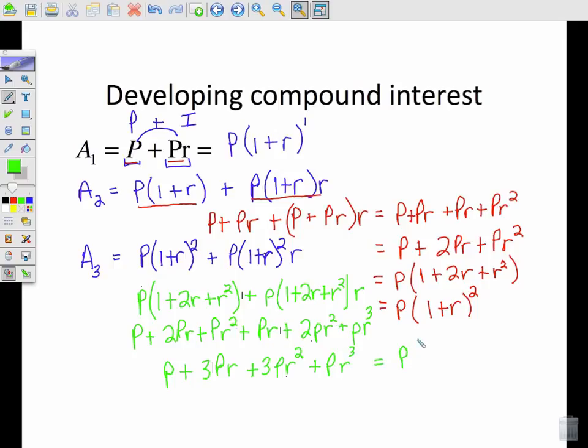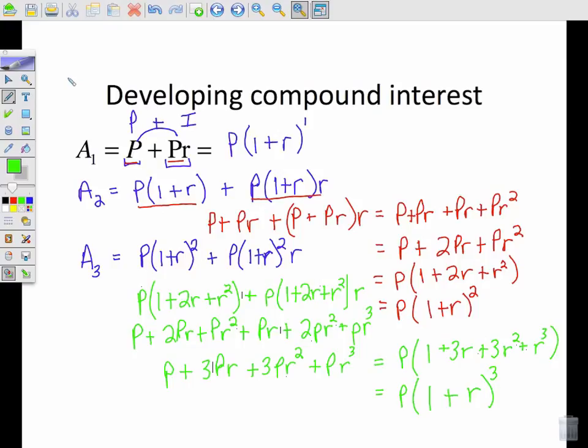If you can see here, I've got this pattern going on. I'm going to take out that P and I have left over 1 plus 3R plus 3R squared plus R to the third. Now, you may not remember this, however, you might. This 1, 3, 3, 1 is actually a pattern for binomials and taking binomials to a third power. So this would actually factor to 1 plus R all raised to the third.